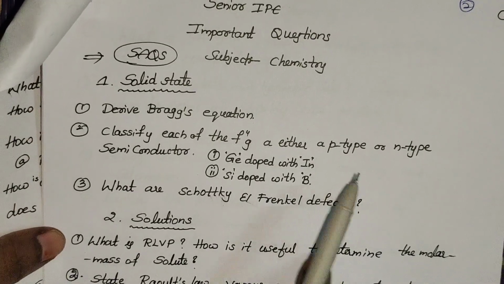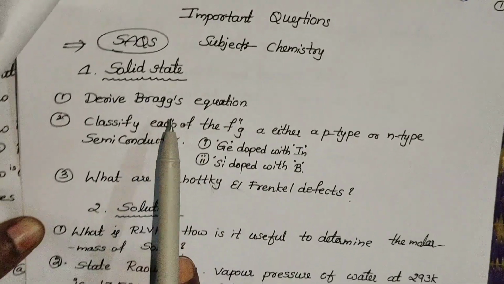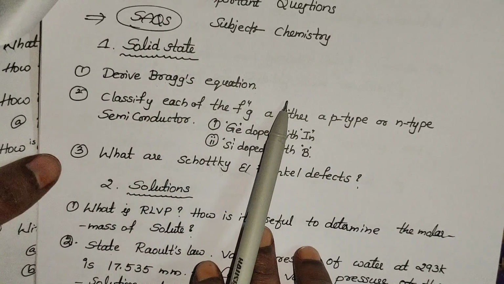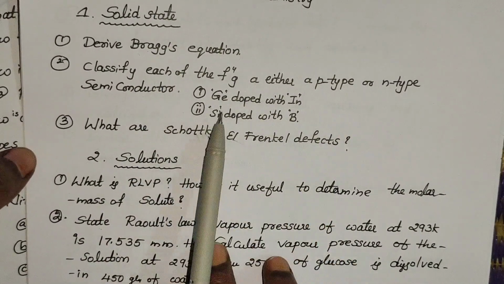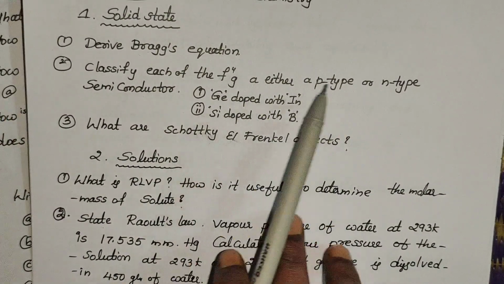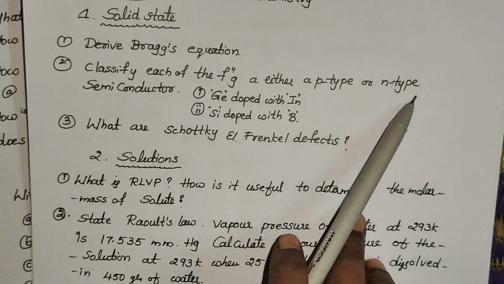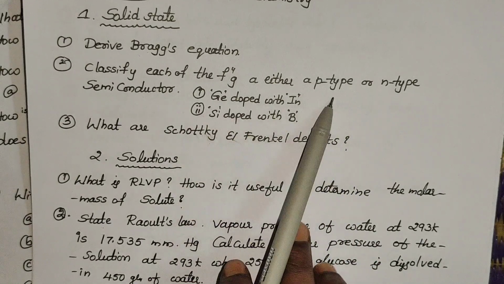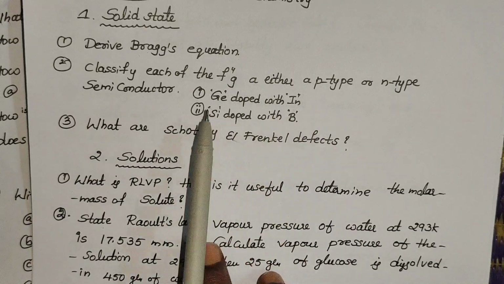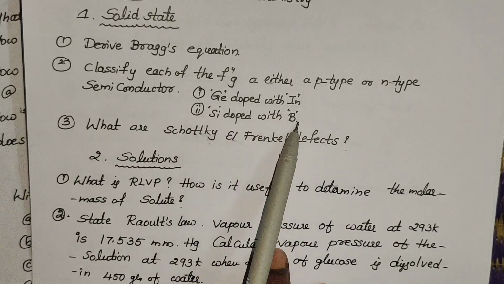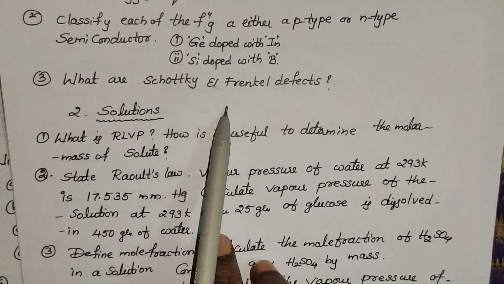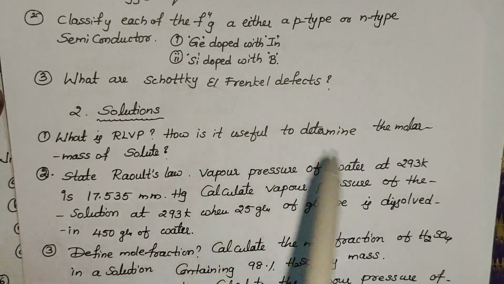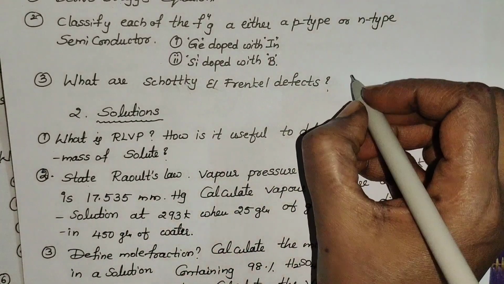Next, solid state. From this, first question: derive Bragg's equation. Second question: semiconductor types. They will ask directly about semiconductor types and explain p-type and n-type, or sometimes they will give examples also, germanium doped with indium, or silicon doped with boron, or germanium doped with aluminum, like that. Next, what are Schottky and Frenkel defects, and the F center is also important here.